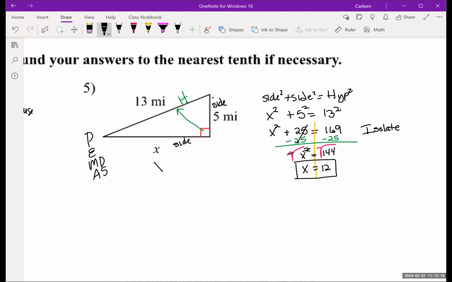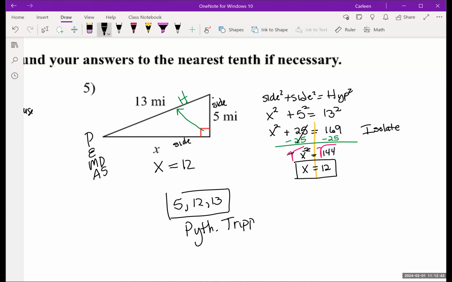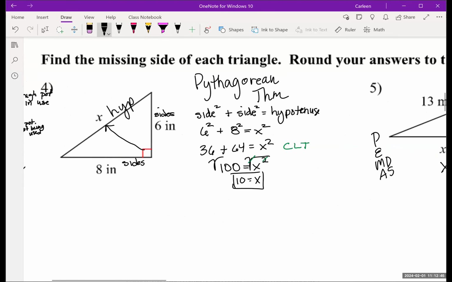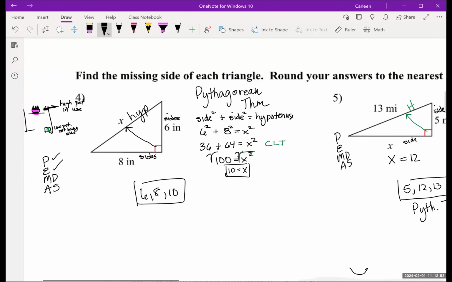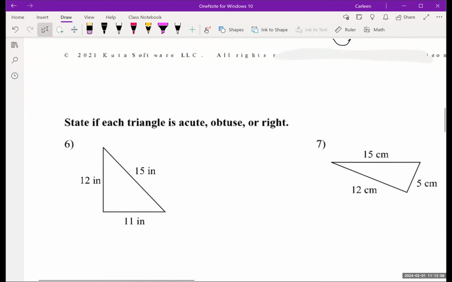Okay, so x equals 12, which makes sense because we know the 13 is the biggest. Kind of surprised 12 is that big, but it's actually a perfect Pythagorean triple. 5, 12, 13. Perfect Pythagorean triple. And then this one, the 6, 8, 10 is another perfect Pythagorean triple. The other ones are going to come out to be square roots, not decimals, square roots.